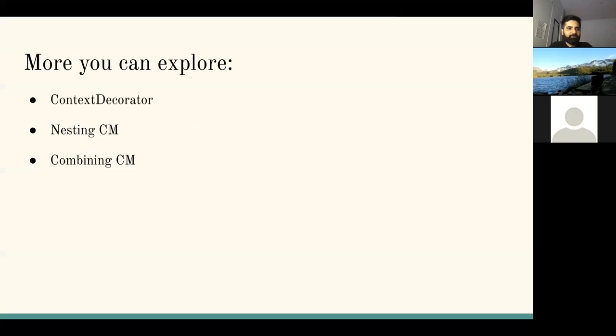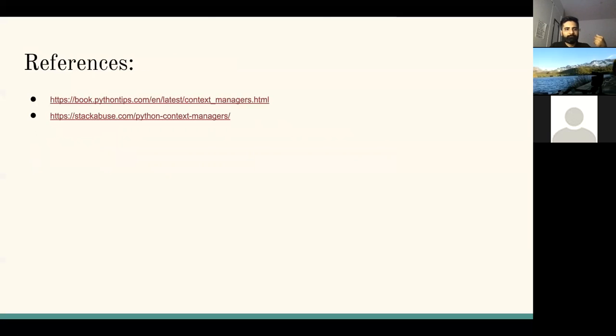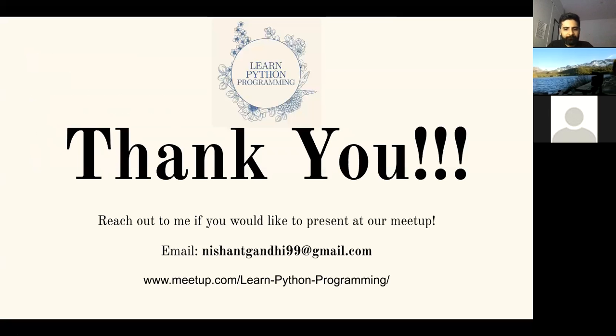And something else, if you want to look at it, there are some more context managers with complex examples. You can create two context managers and use them at the same time. Let's say you want to use an error context manager and a logging context manager at the same time on the same particular code block. You can do all those kinds of things. There's also a context decorator, another thing that you can use. So there are a couple more things you can look into if you want to go much deeper into context manager. And these are some references.